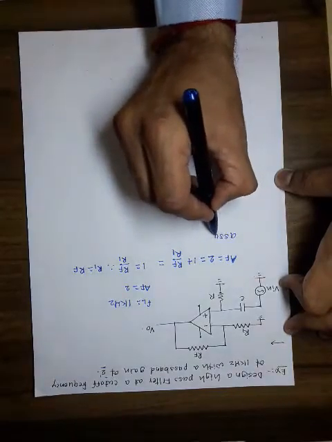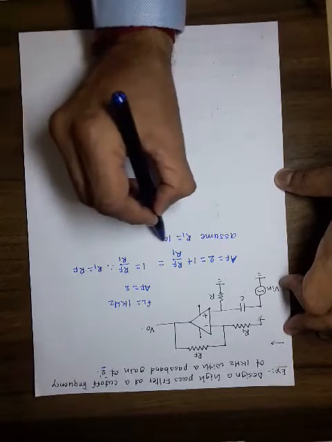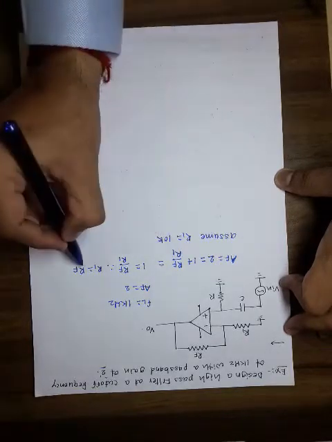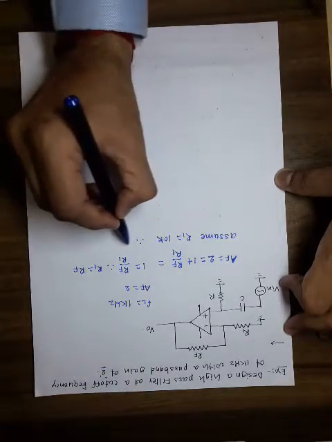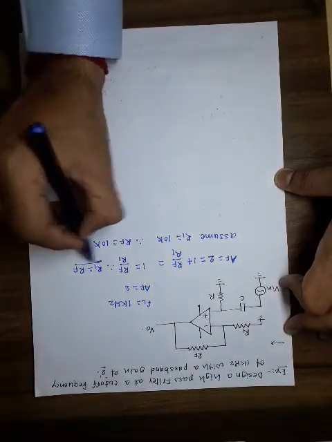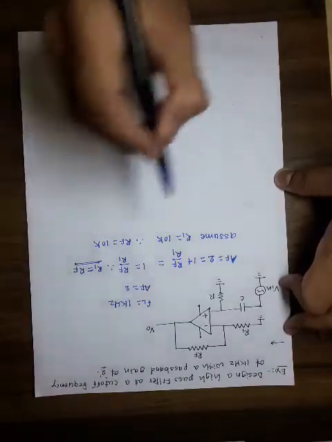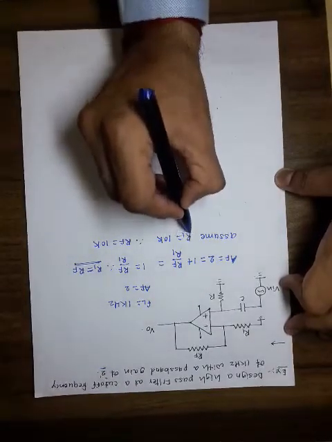Assume R1 equals 10K. Substitute this value in this relation and find out RF. Therefore, RF equals 10K because the relation between R1 and RF is equal. So, RF equals 10K, R1 equals 10K.